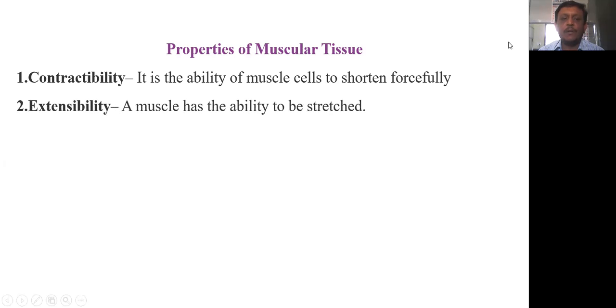Second property, that is extensibility. A muscle has the ability to stretch. It can stretch up to a particular limit. So this property is said to be extensibility.